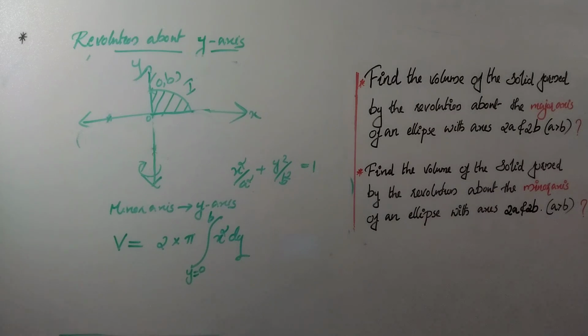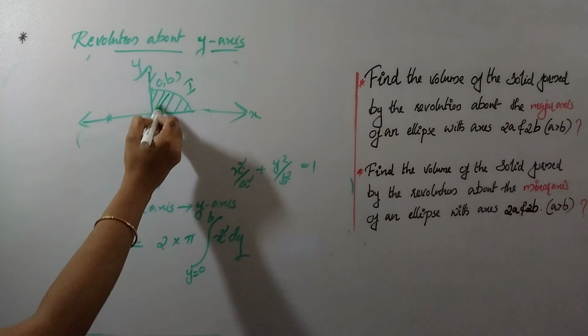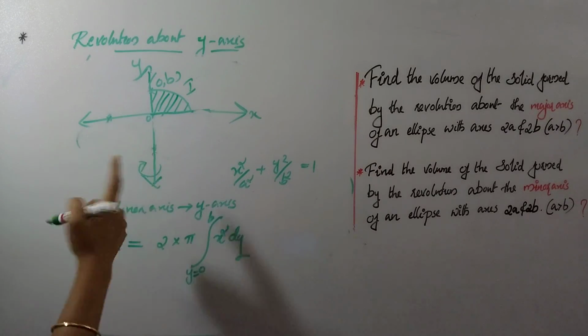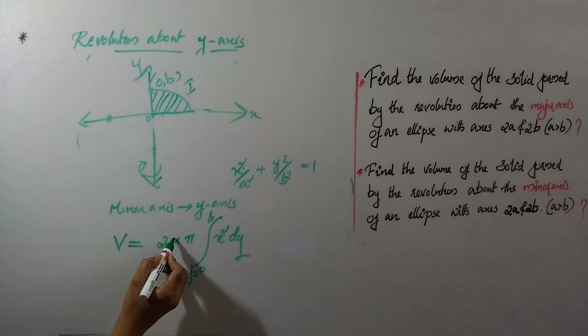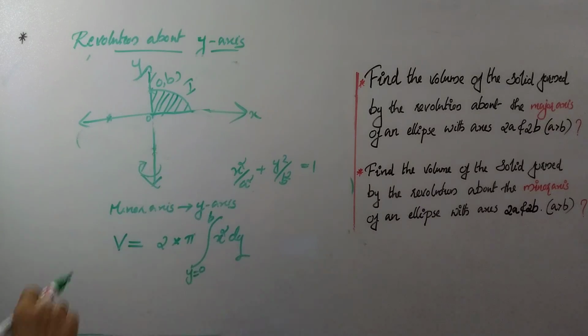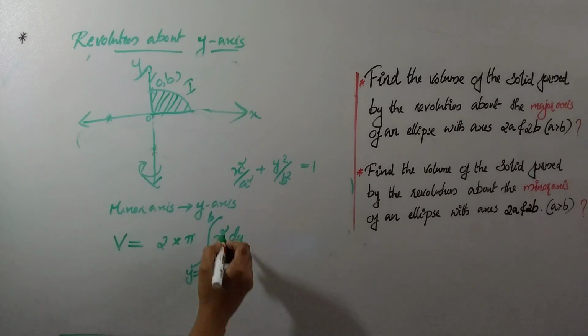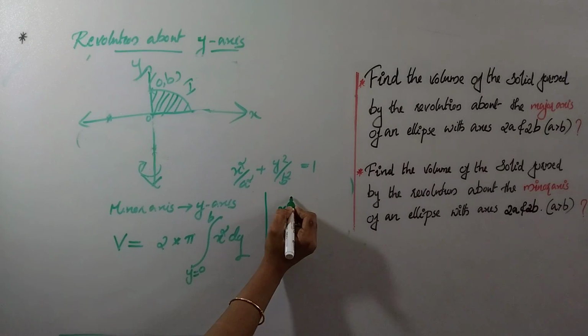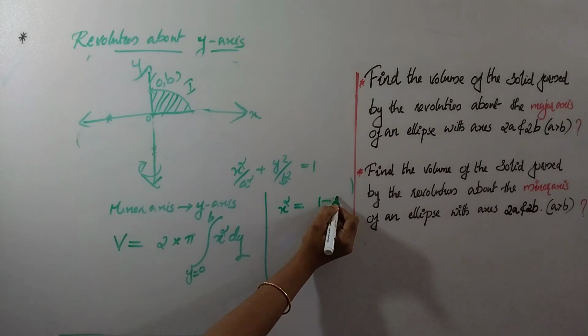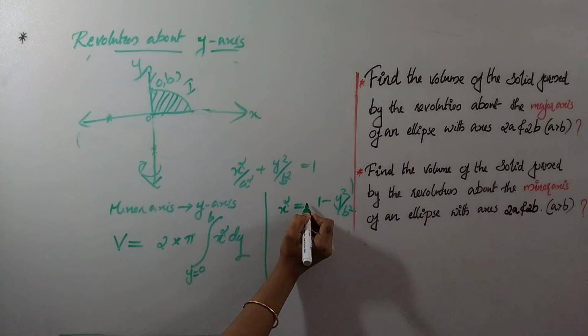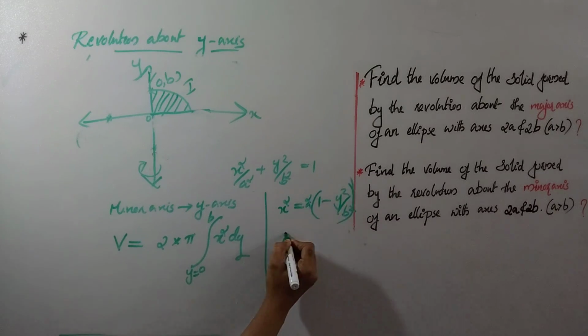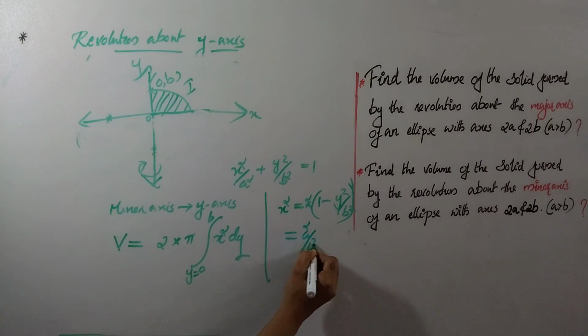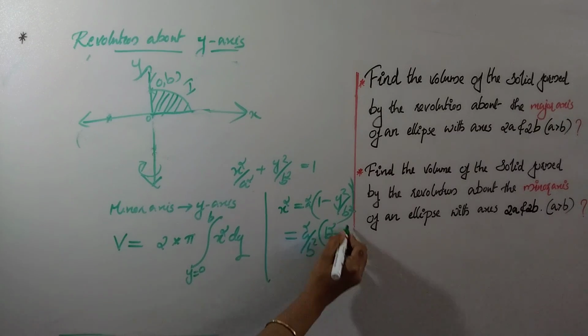Since the ellipse is symmetrical about the axis, the required volume is twice that of the volume obtained by revolving the part of the ellipse in the first quadrant about the y-axis. Revolving about the y-axis, 2 into that volume gives the complete volume of solid of revolution. Now x square is what? x square is equal to 1 minus y square by b square into a square. That is a square divided by b square into b square minus y square.